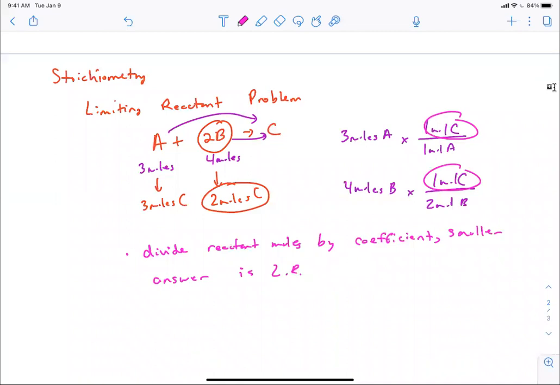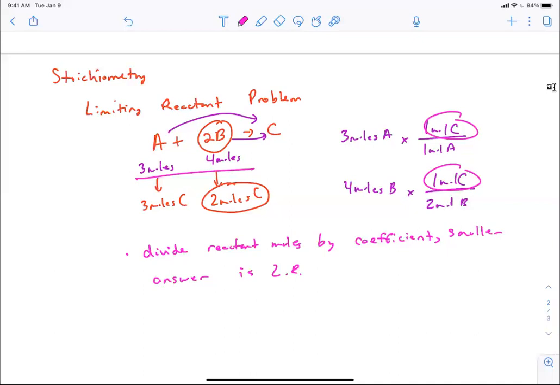Oftentimes students get into this mindset of, oh, whichever one I have less of, that must be my limiting reactant. But that's not always true, because you may need more of this. For example, here, you have more B, but it turns out you need twice as much B to react with every A. So therefore, B is actually your limiting reactant, even though it's in greater quantity. So don't think about just, oh, I have less A or I have less B. It's like, how much B and how much A do I need to use every time I make a C? And in this case, I need twice as much B, so I can only make half as much C, which then makes B my limiting reactant.